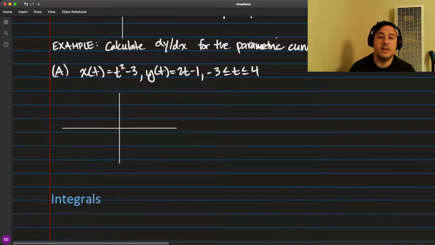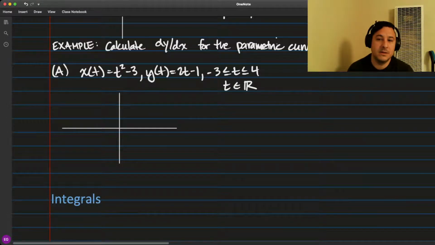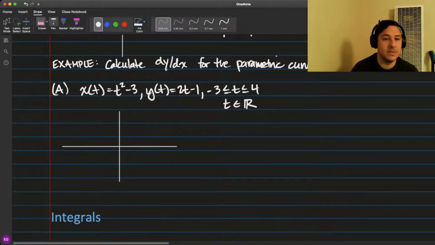You're talking about the domain, like from negative 3 to 4? I mean, if it doesn't say that anywhere, I would assume that t is just a real number, so that you could plug in anything. Does that make sense? If it doesn't say anywhere, that's probably what's going on. It's a good question, though.